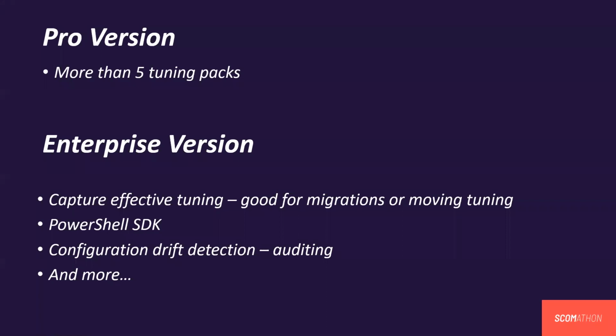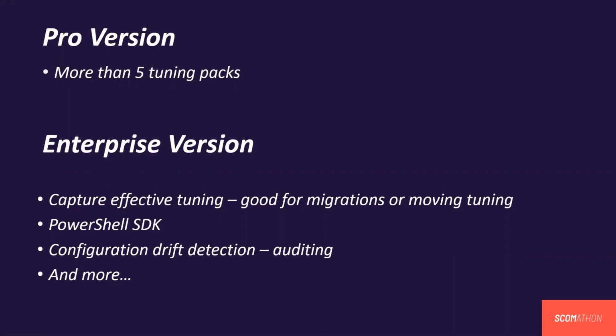I've taken out 3 of those as what I feel are important or interesting to me. One is capture effective tuning. So you can actually look at what your current tuning level is. How are you tuning, for instance, one of these servers or a domain controller? What is affecting this? And you can actually capture this and use this, for instance, in a migration.